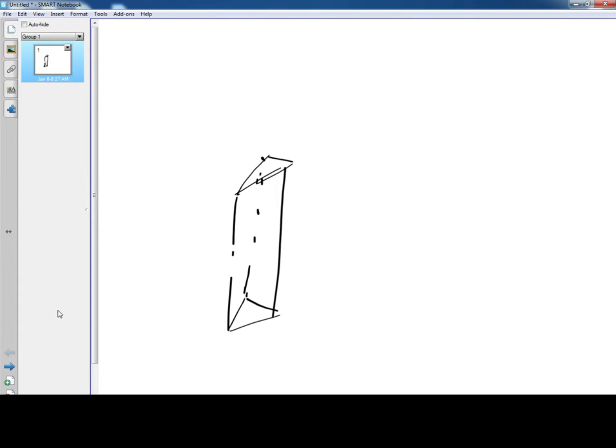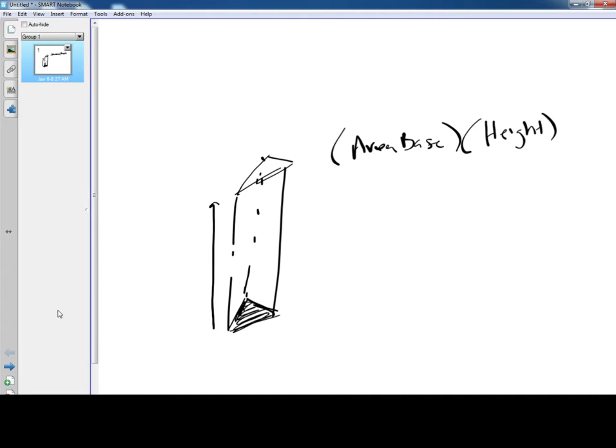All right, cool. What's really nice about the right geometric solids is that they're so easy to find the volume of. What you need to do simply is find the area of the base, and this works for all of them. In this case, we'd be finding the area of a triangle. And then we would multiply that by how tall it is. So we multiply by the height.